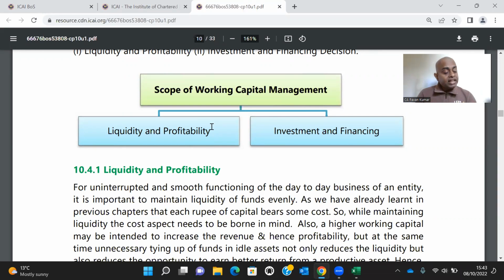Why? Financing deals with where I have to bring this working capital from. Now, you cannot bring working capital from outside, like in terms of loan, because the majority of the working capital required is met through suppliers and current liabilities. That means inside working capital management itself, the source is there.